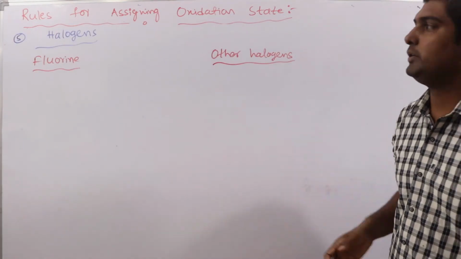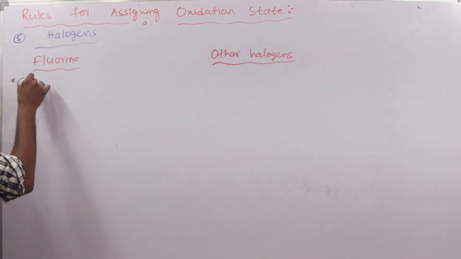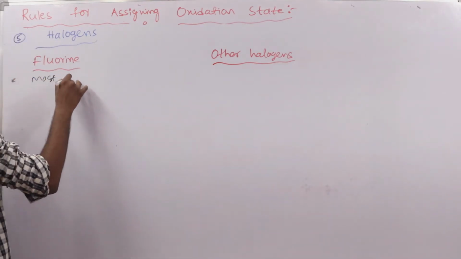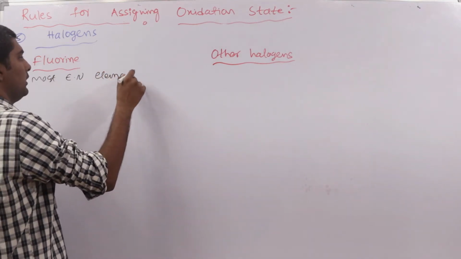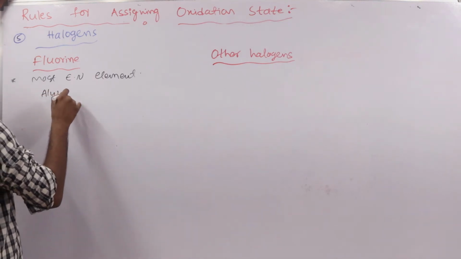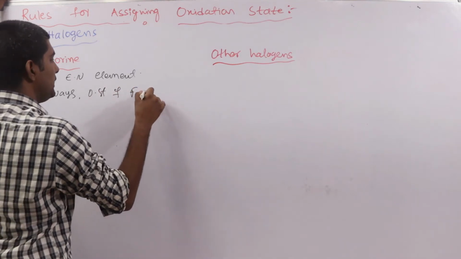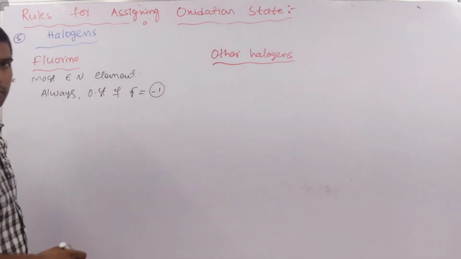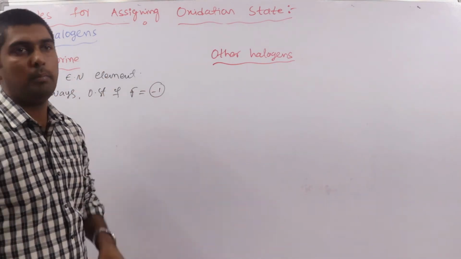Another rule, for the halogens. So here fluorine is the most electronegative element. Yes or no? So that's why the oxidation state of fluorine is always -1. Fix that. Okay, always the oxidation state of fluorine is -1.